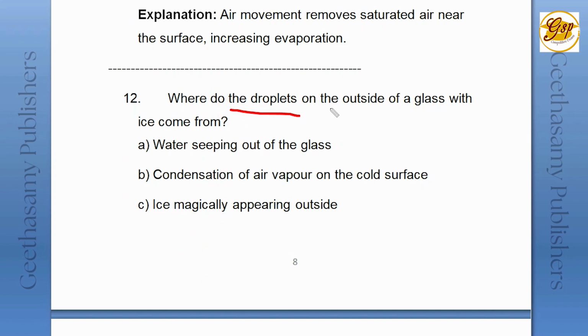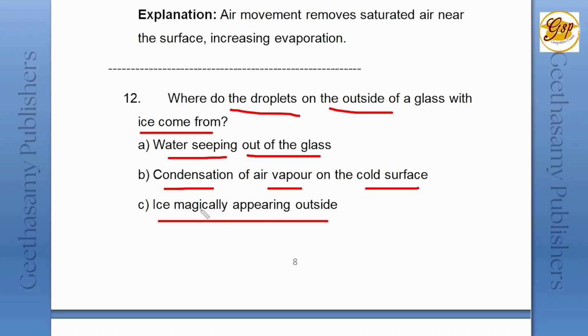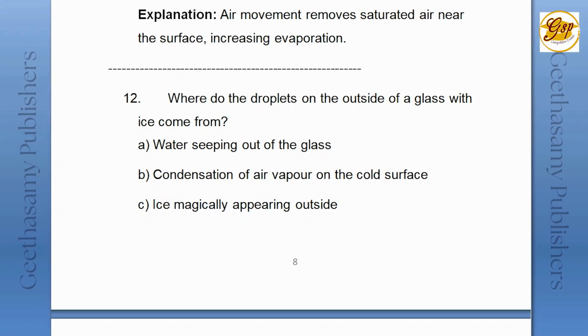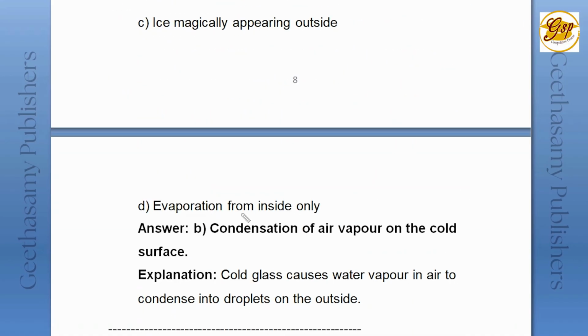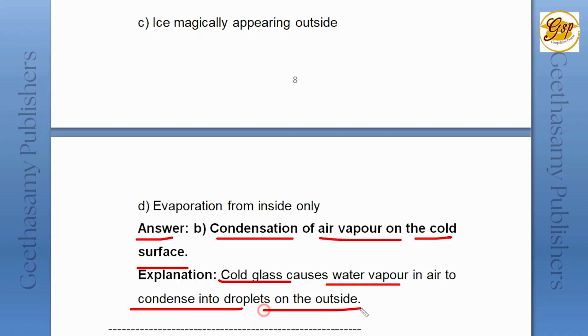12th question. What do the droplets on the outside of the glass with ice come from? Water seeping out of the glass, condensation of air vapor on the cold surface, ice magically appearing outside, or evaporation from inside only. The correct answer is condensation of air vapor on the cold surface. The cold surface causes water vapor in the air to condense into droplets outside the glass.